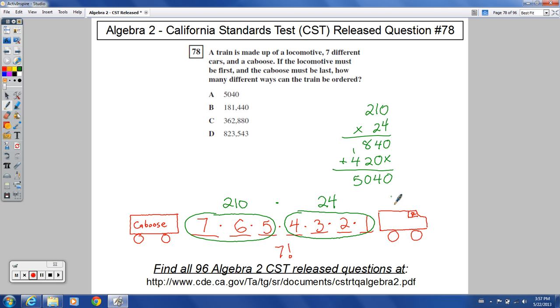Because the caboose and the locomotive here weren't options, they had to be where they had to be. If you would have multiplied it by another 8 or 9, if you would have thought of it that way, you could have gotten one of these other answers instead. But there's not that many choices. Only, tongue-in-cheek a little bit, 5,040 different ways to arrange this. That's quite a bit, but still not anywhere close to B, C, or D. So number 78, choice A.